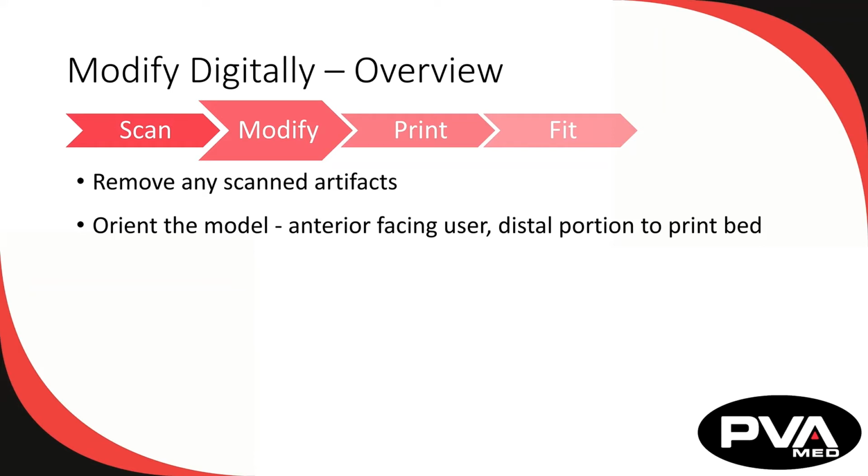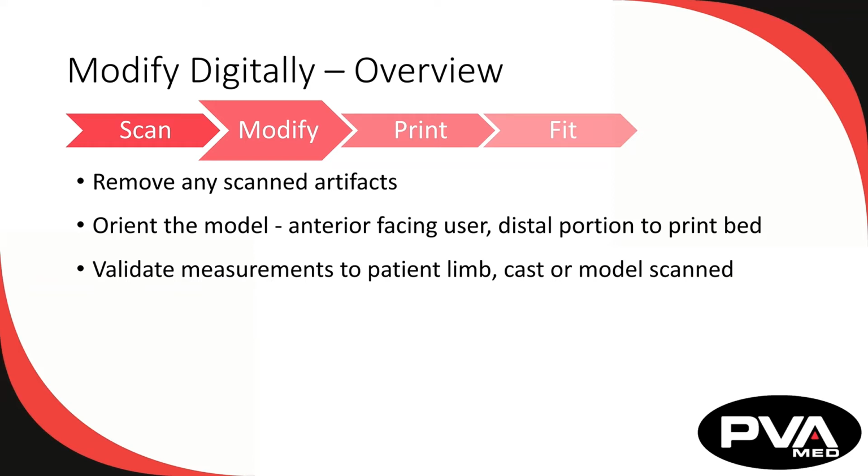When scanning the outside of a cast, users will want to perform a reduction, which is a scale global reduction, to account for the thickness of the cast. While building confidence in the digital workflow and the reduction percentages, it's especially important to validate measurements to the patient's limb to ensure accuracy. Once the scale and measurements are confirmed, clinical modifications on the positive model can then be performed. These include any modifications that you would do in plaster.